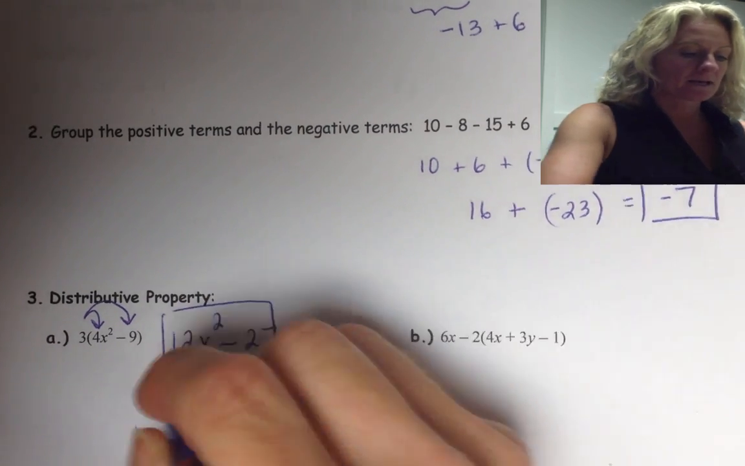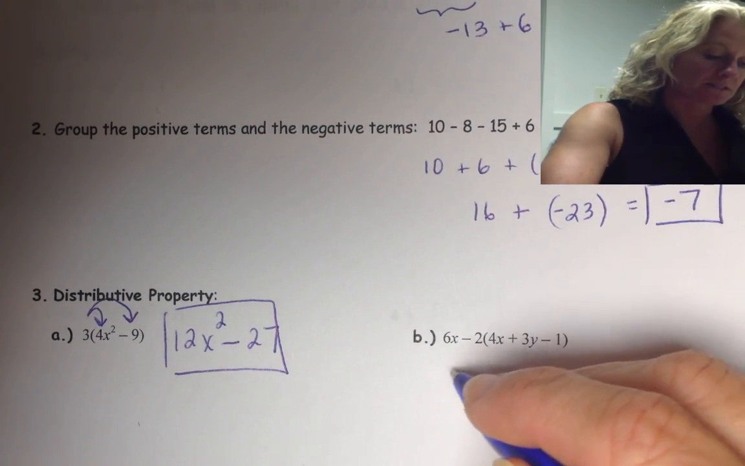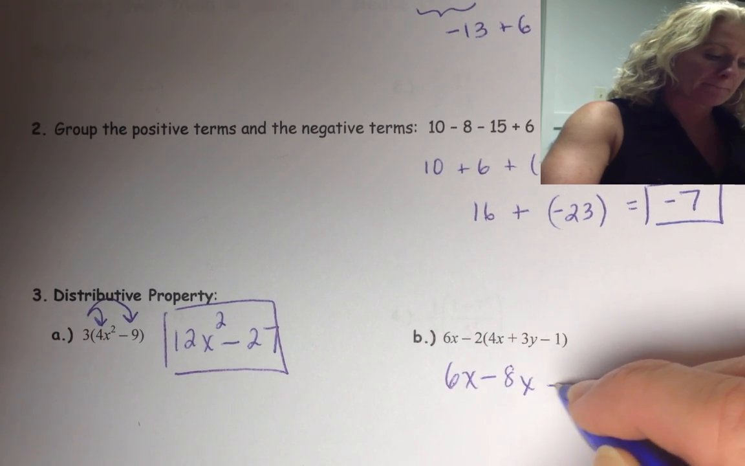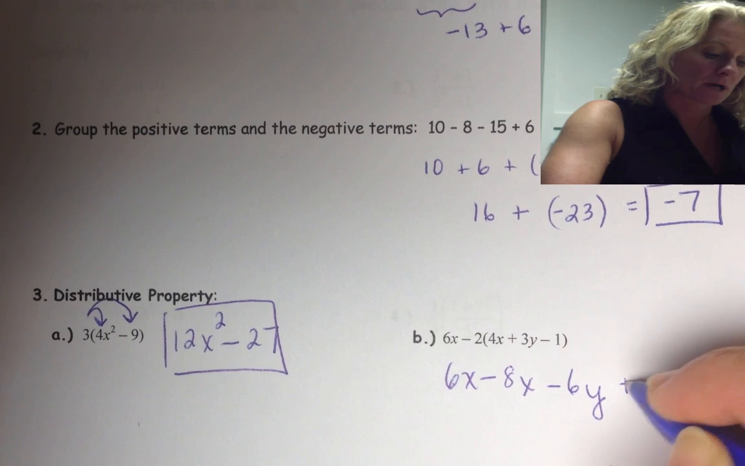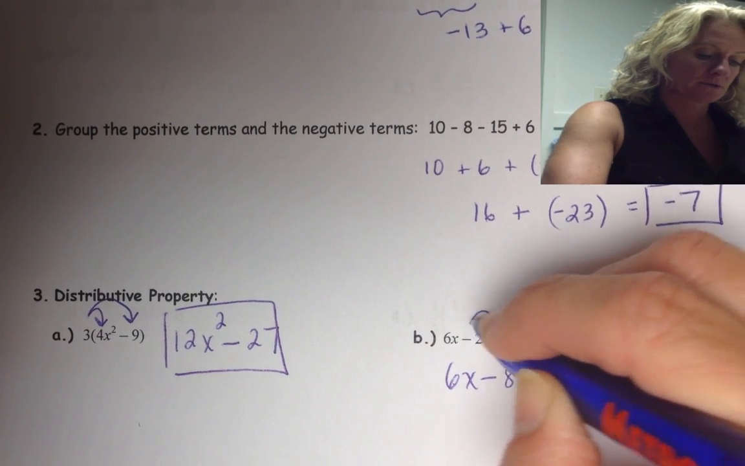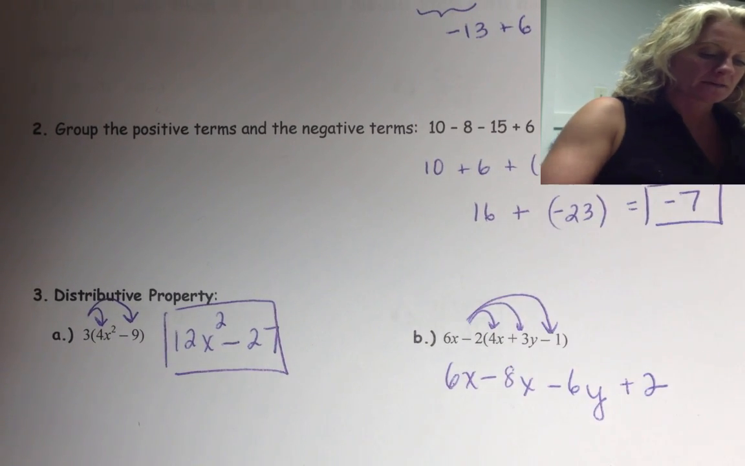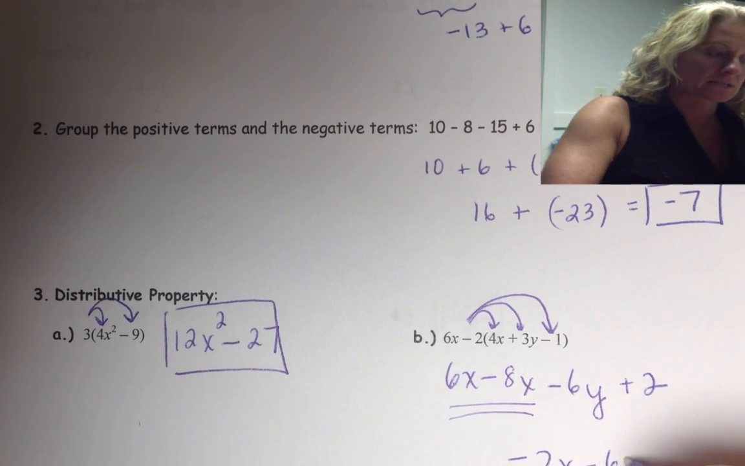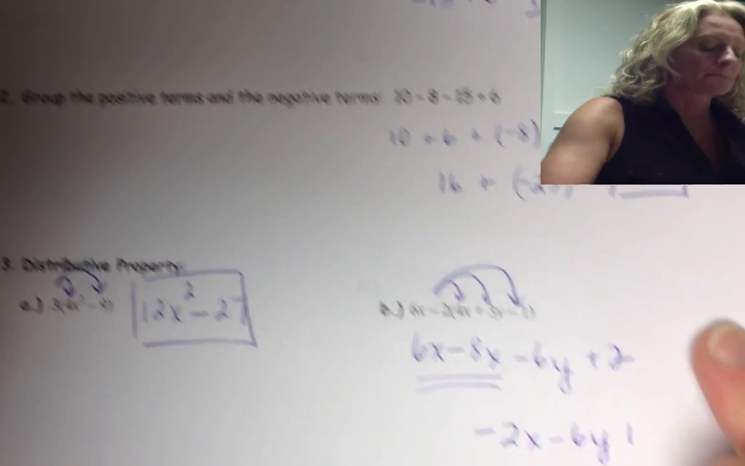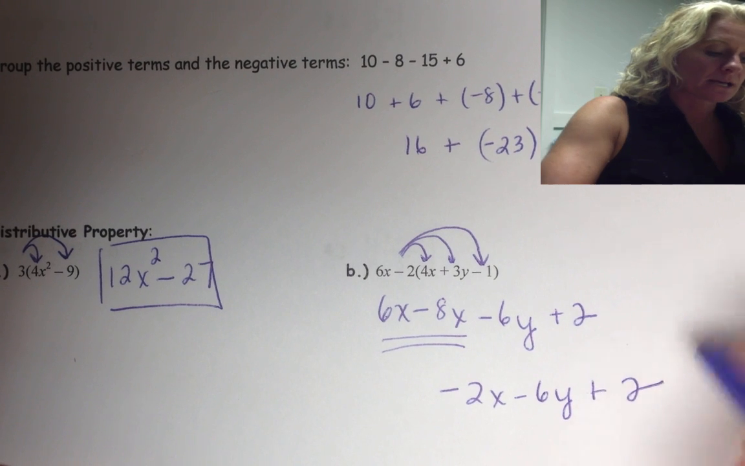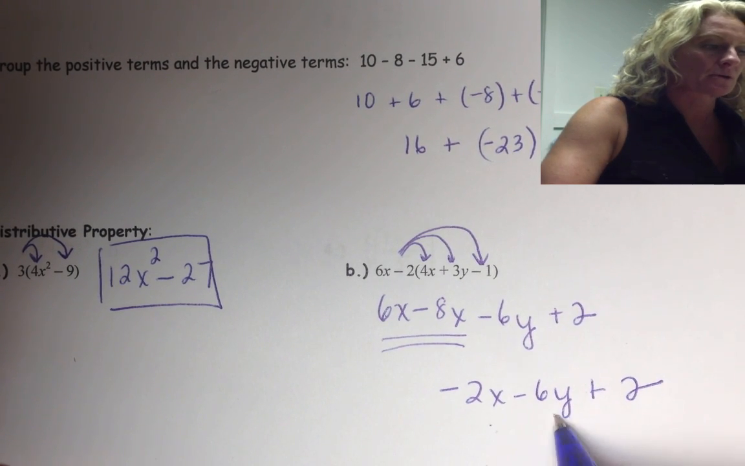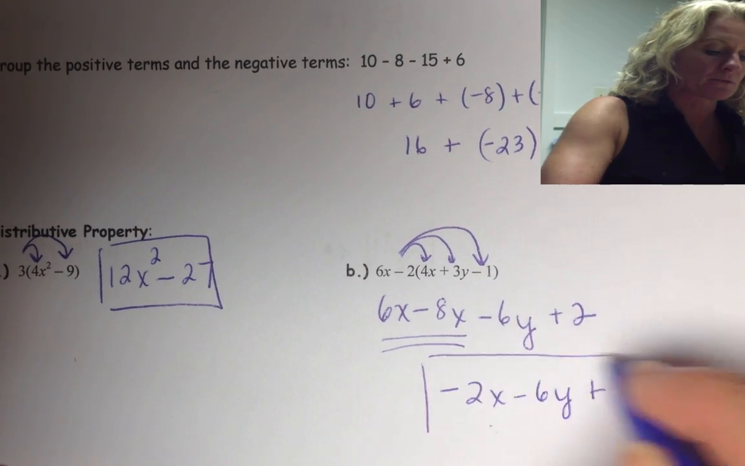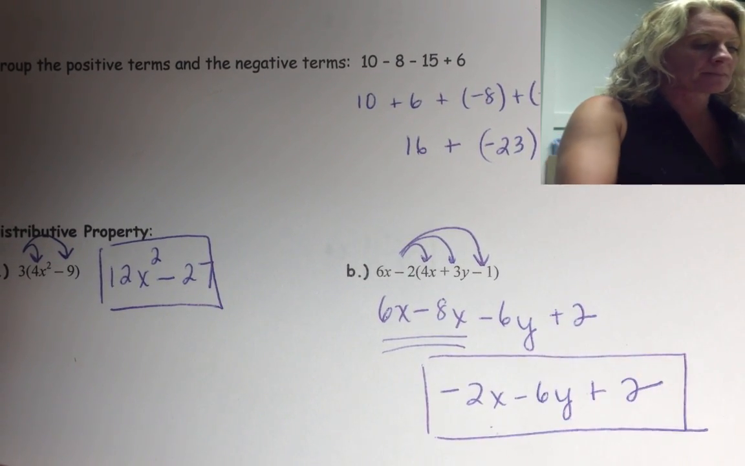And here, you distribute the subtraction, don't forget, so that's minus 8x minus 6y plus 2, distributing to every term. Then combine your like terms: negative 2x minus 6y plus 2. And you typically want things in alphabetical order like this. I won't take off if you don't, but typically you want alphabetical order.